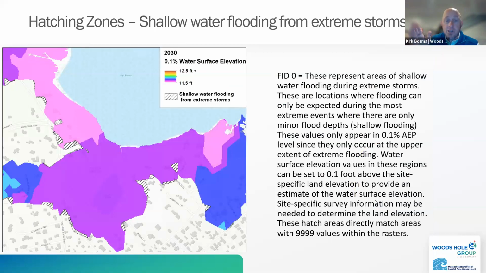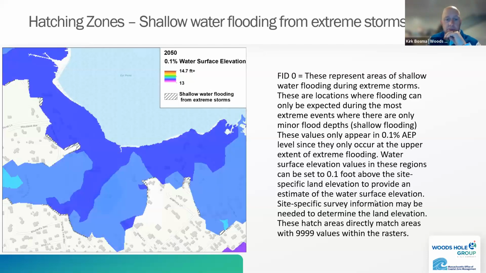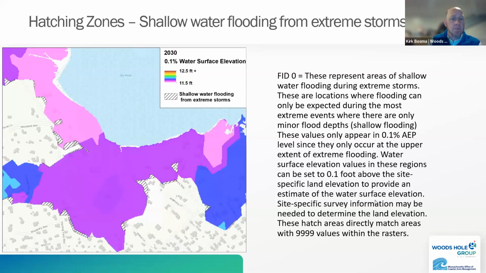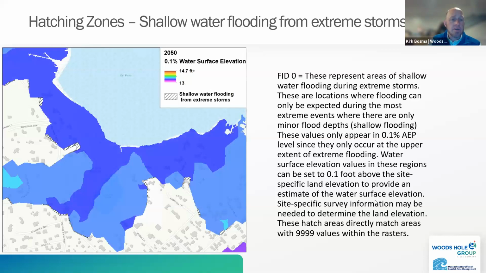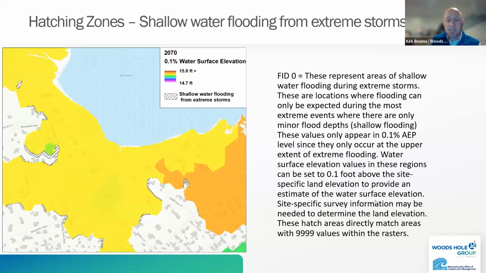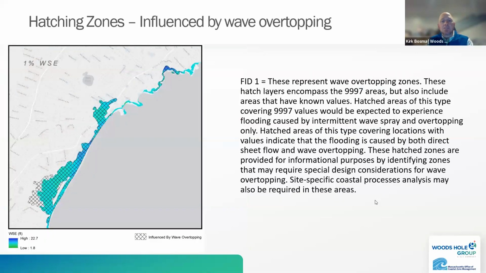All these, you should note that the level 1 data is consistent specifically with level 2 data, so there's no difference in extent or anything like that. You could overlay the two and they'd be exactly the same, but we have these hatching zones to identify certain uncertainties, and those change with the climate year. So you go from 2030, 2050 to 2070, and you can see how those hatching zones move. And then the last one is the wave overtopping hatching zones.